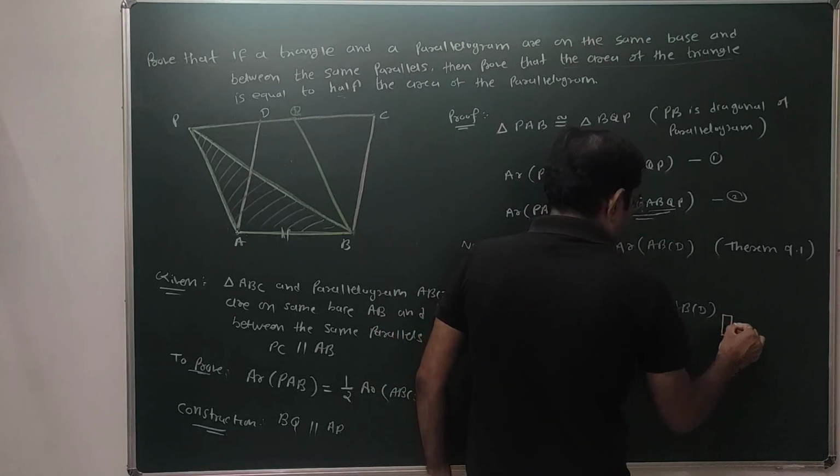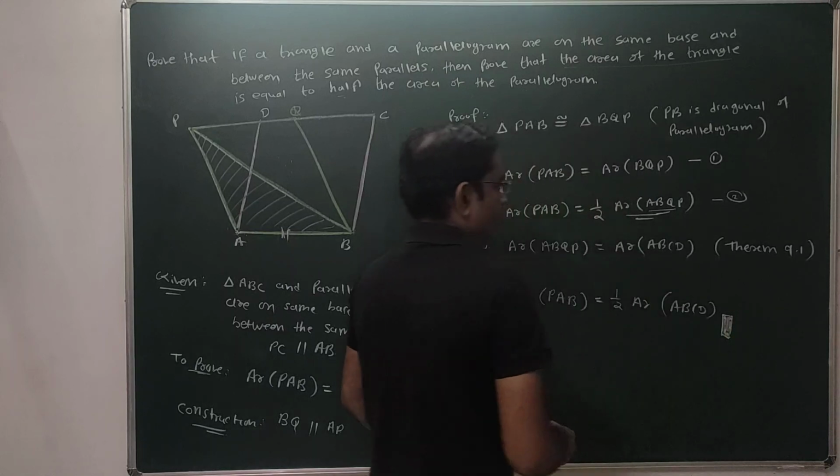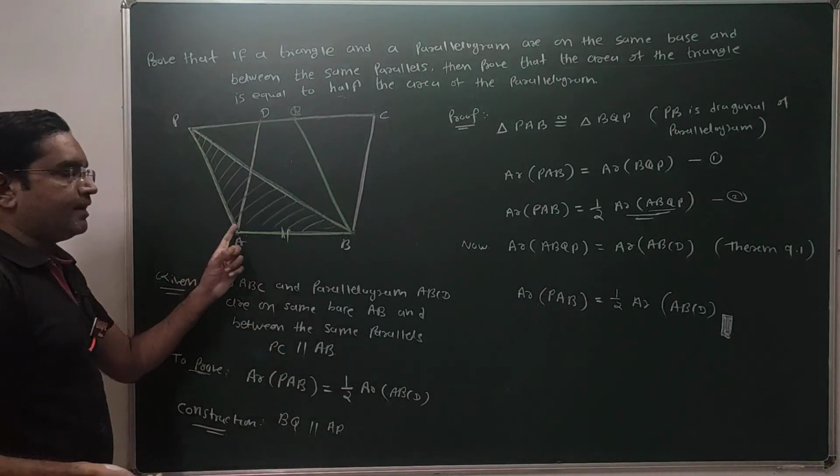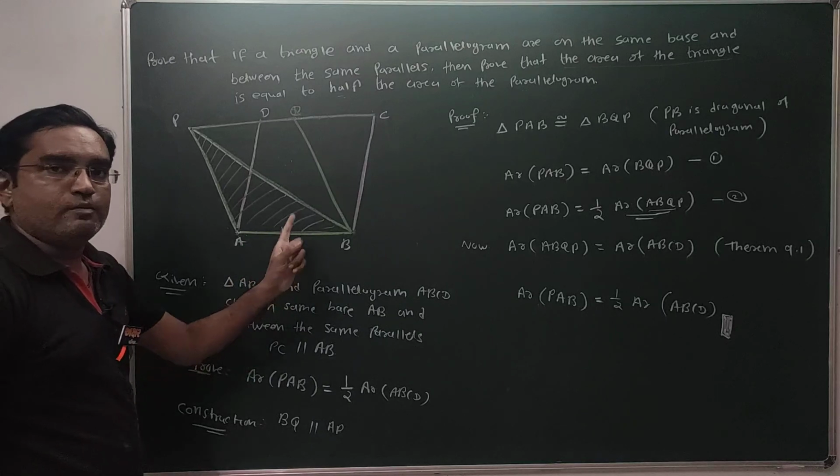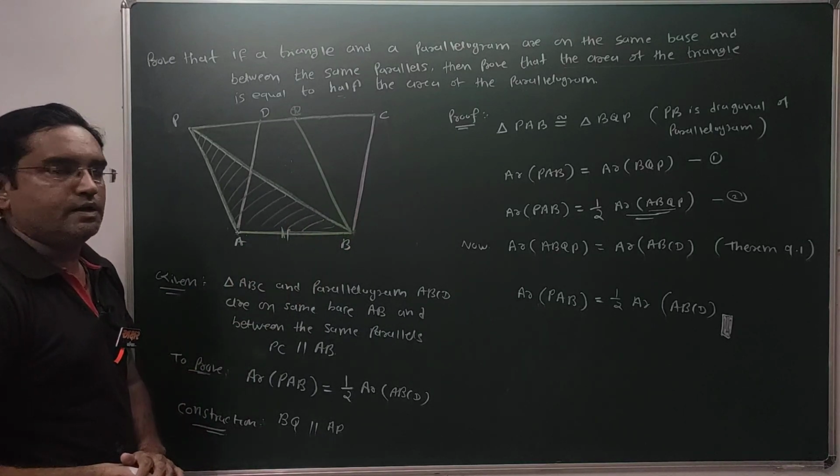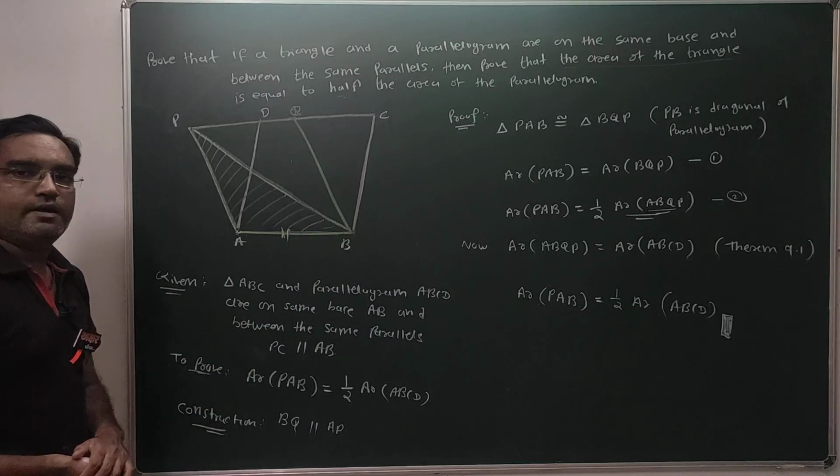If one triangle and a parallelogram lie on the same base and between the same parallels, then the area of that triangle is half of the area of that parallelogram. Clear, students? Pause the video and note it down.